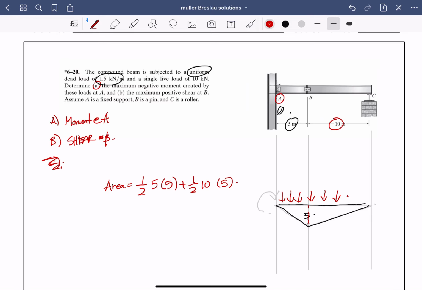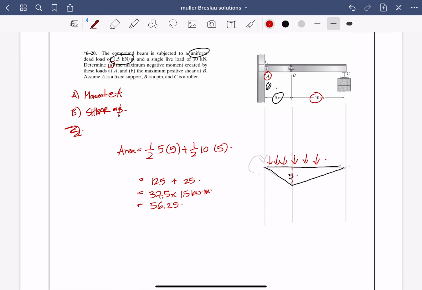Now that is 12.5 plus, half of 50 is 25, so that's going to be 37.5 multiplied by the load, 1.5 kilonewtons per meter. So we know that that's due to the distributed load. Let me get my calculator out. It's 37.5 times 1.5, so 56.25. Great. And this is due to the distributed load.